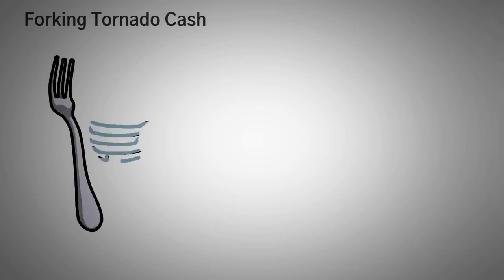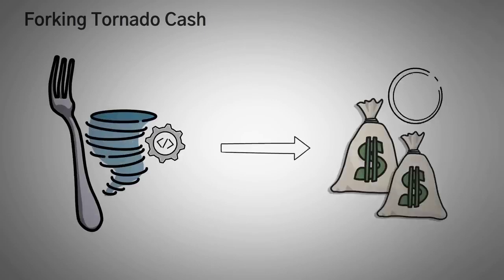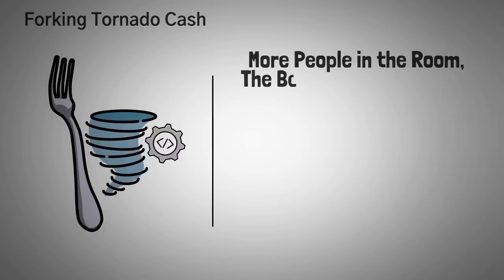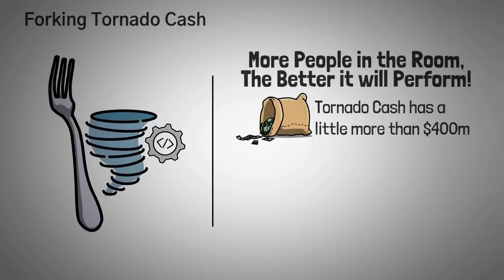Next up, let's move on to a possible solution to these sanctions that some have already thought of. You could fork Tornado Cash, right? Well, the problem with this is that the fork will need lots of money and lots of time. Remember, the more people there are in the room, the better the protocol works at anonymizing your funds. If there's only $1 million in the new protocol, it won't be as effective as if they could get $100 million locked up in it. As of right now, Tornado Cash has a little more than 400 million locked up in it.